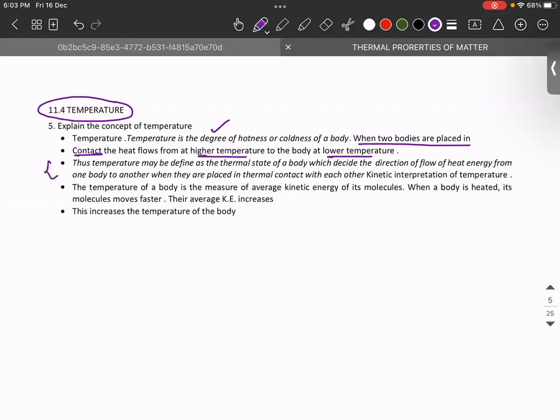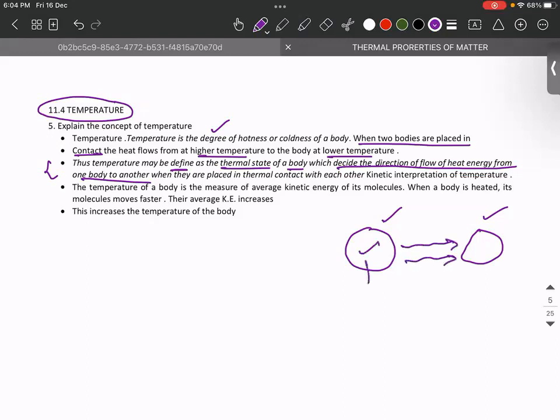So what is the other way in which you can define temperature? The temperature may be defined as the thermal state of a body, which will decide the direction of flow of heat energy from one body to another. So what is the meaning of it? If there is an object, and I have another object, I can say these two objects are at different thermal states. There is a parameter that will decide in which direction the energy is going to flow. Suppose the energy flows from here to here, then we can say that this object is the hotter object and this is going to be the colder object. That is the meaning.